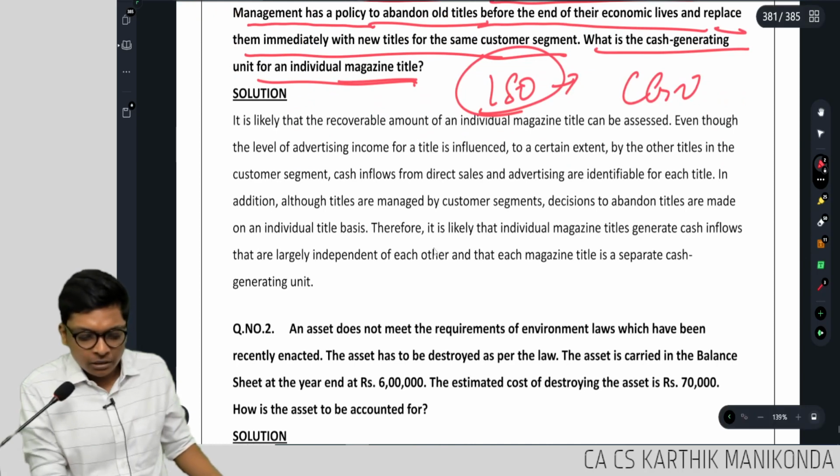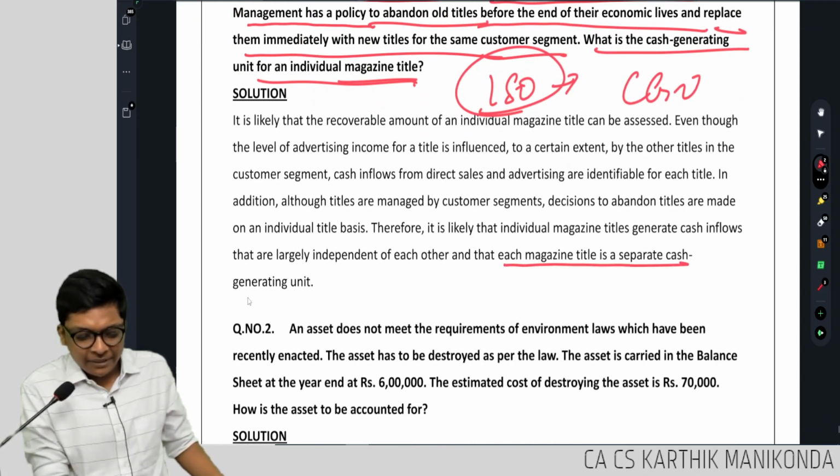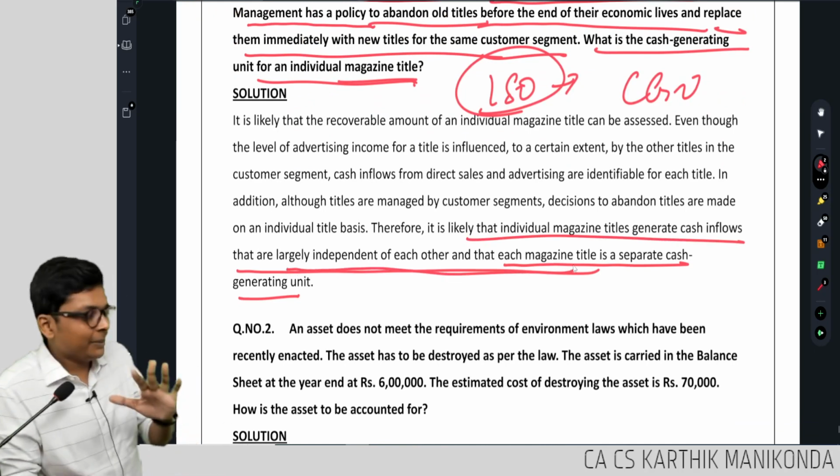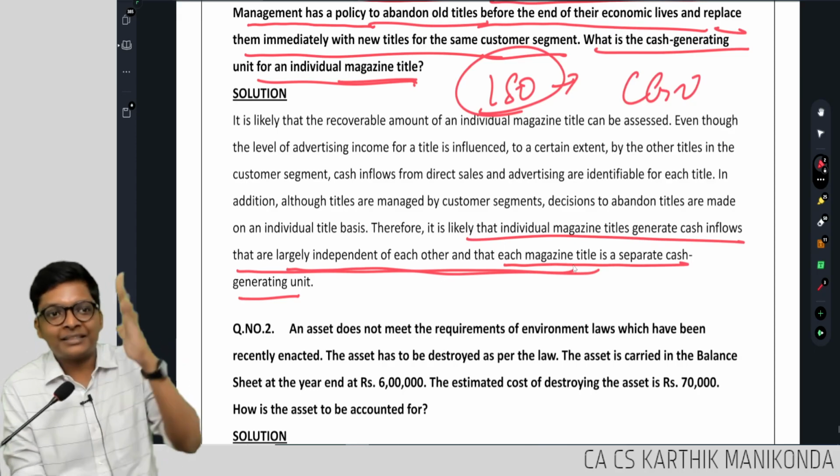Go to the last line. Each magazine has a separate cash flow, separate cash generating unit. Cash flows are largely independent of each other. That means the CGU concept will not come here, like the AC.